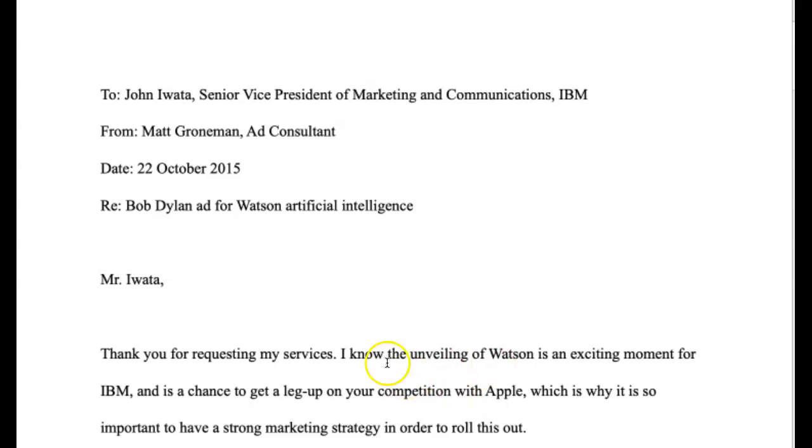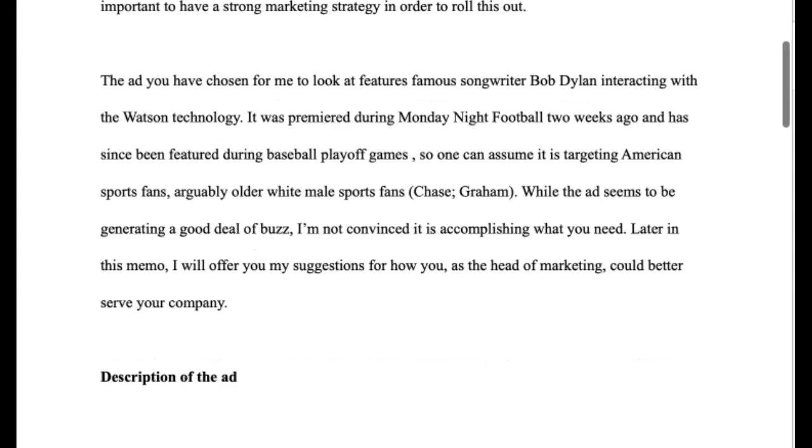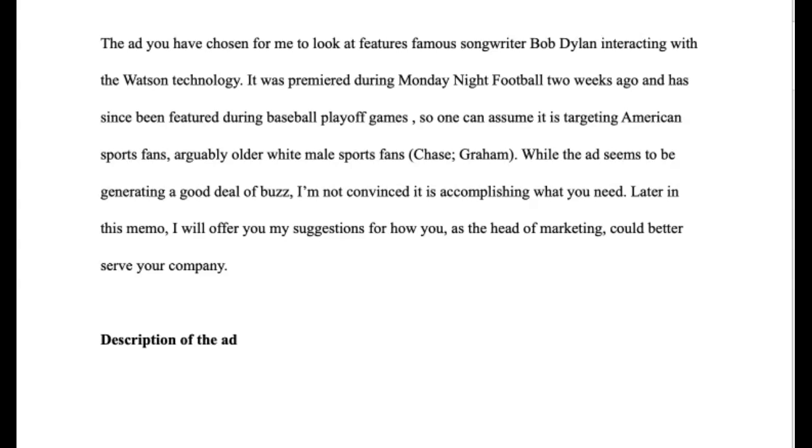I know that unveiling Watson is an exciting moment for IBM, so thanks to them. Give some context. Why are they putting this ad out? To get a leg up on the competition with Apple. It's an important marketing strategy. It talks again about who the audience for it is.